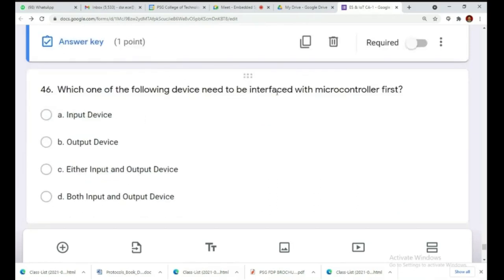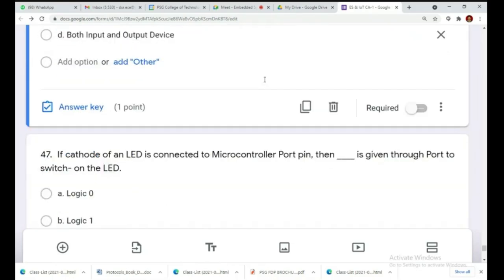Which one of the following devices needs to be interfaced with the microcontroller first? Output device needs to be interfaced with the microcontroller. First, I'll connect an LED, write a program for blinking the LED, download the code and check whether the LED is blinking. If the LED blinks, the microcontroller is sending out logic 1 and logic 0. So connecting an LED and checking whether the controller is working or not is the first and foremost requirement. Hence, the output device has to be connected first and tested. Output device needs to be interfaced with the microcontroller first.